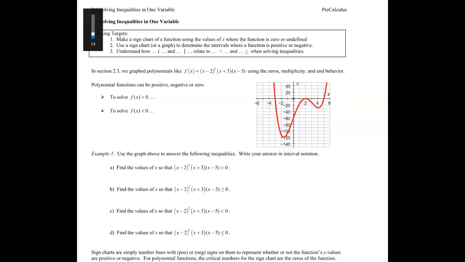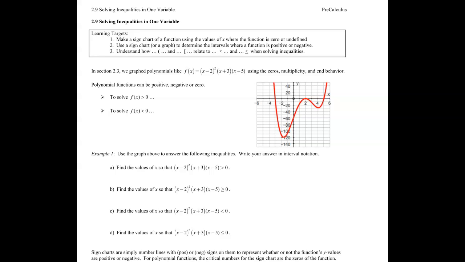Alright, so let's look at 2.9, solving inequalities with one variable. We're going to learn again how to make a sign chart using values of x where the function is 0 or undefined. We're going to use a sign chart or a graph to determine the intervals where the function is positive or negative. And we're going to try to understand how parentheses and brackets relate to less than and less than or equal to signs when solving inequalities.